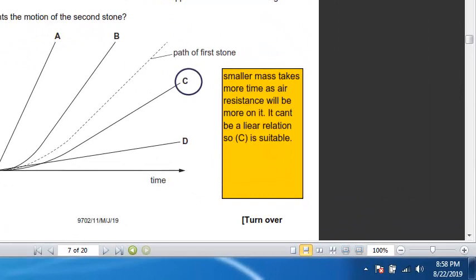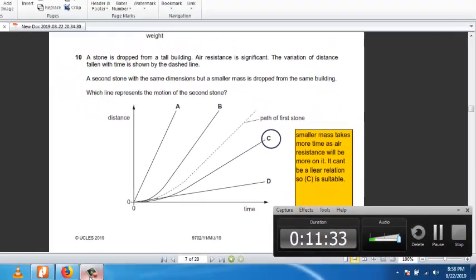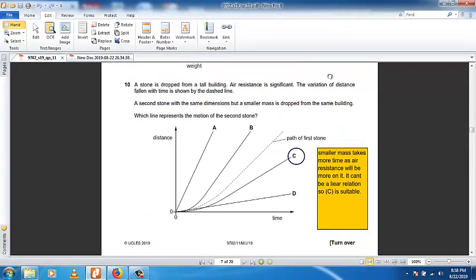Question number 10 says that a stone is dropped from a tall building. Air resistance is significant. The variation of distance fallen with time is shown by the dashed line. A second stone with the same dimension but a smaller mass will drop from the same building. Which line represents the motion of the second stone?